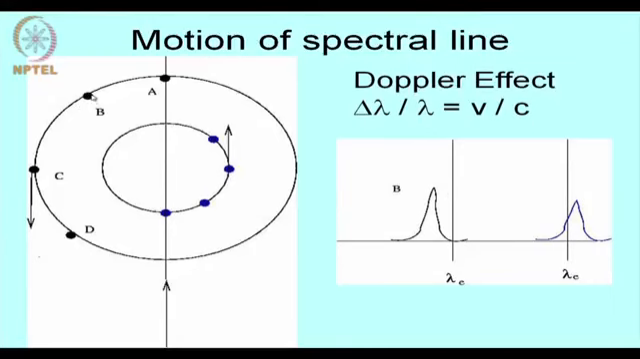Now, when it moves from position B to position C, the line of sight component of the velocity has increased further. It is now completely along the line of sight. So, the shift in the wavelength has also gone up. There is a larger shift in the wavelength, and then in position D, again the line of sight component of velocity has gone down. So, it has decreased, and then it will move to this position where there is going to be no shift at all, and then it will repeat.